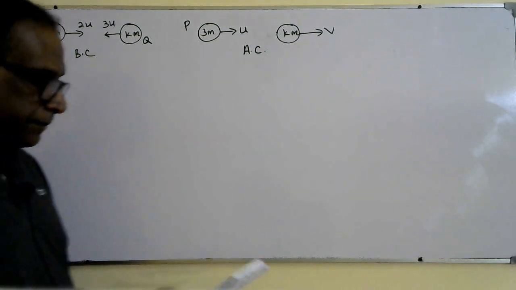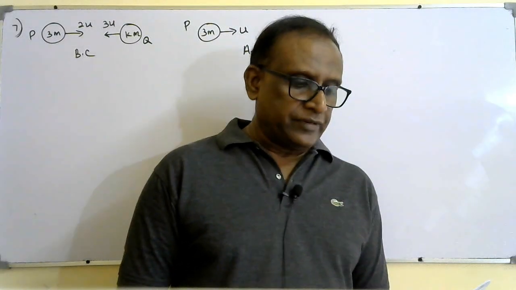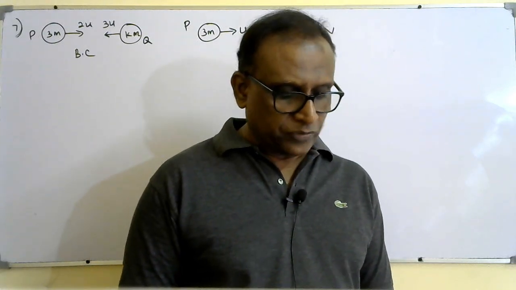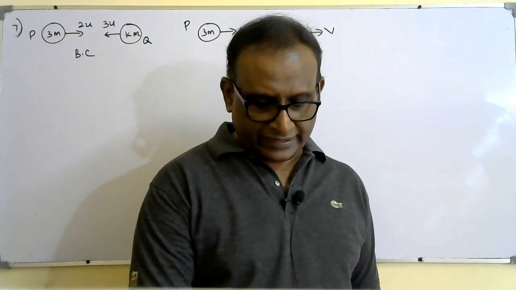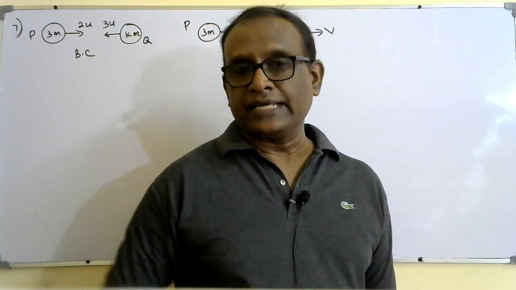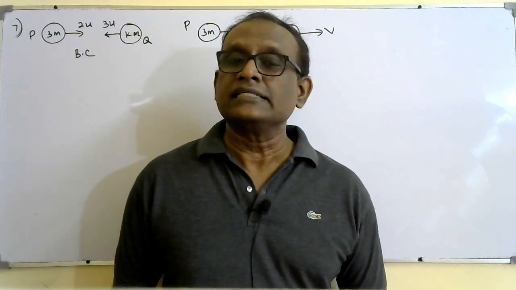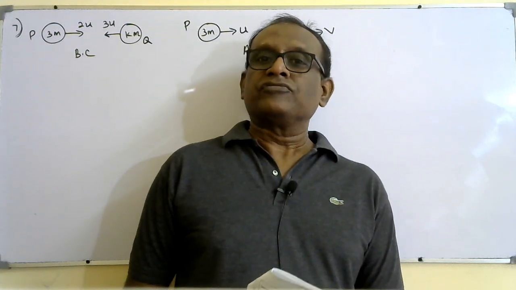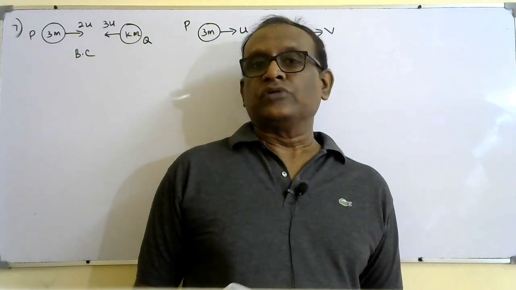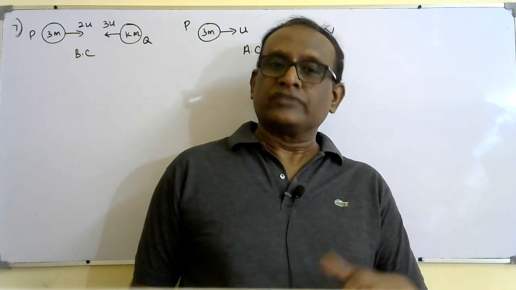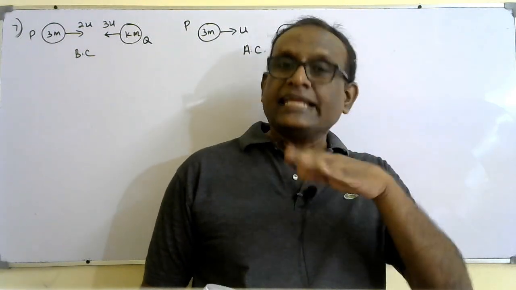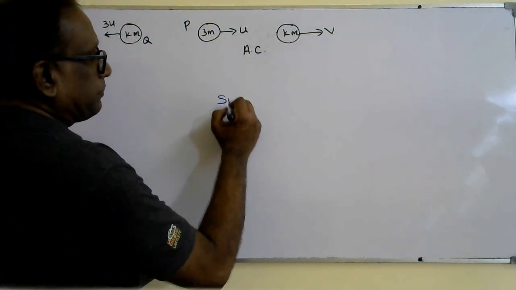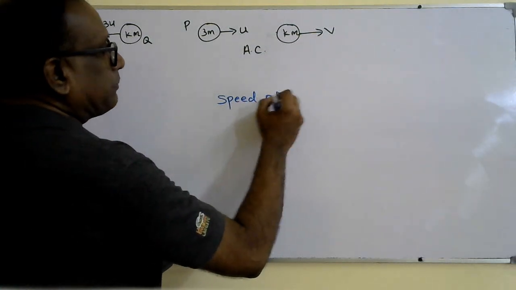Okay, part C: the coefficient of restitution between P and Q is E. Given that V is not equal to U, find the range of possible values of K. We'll find the possible values of K by using Newton's experimental results for impact. It says that relative speed of separation is equal to E times relative speed of approach, where E is the coefficient of restitution.